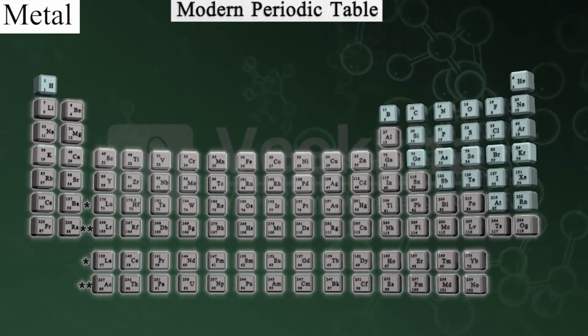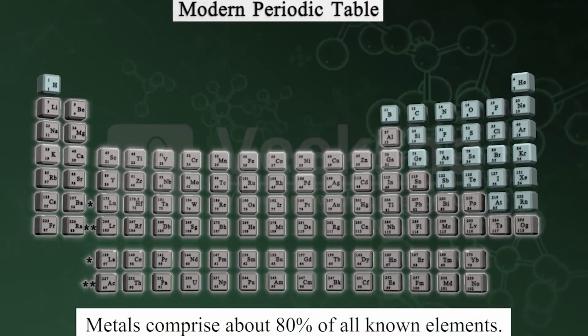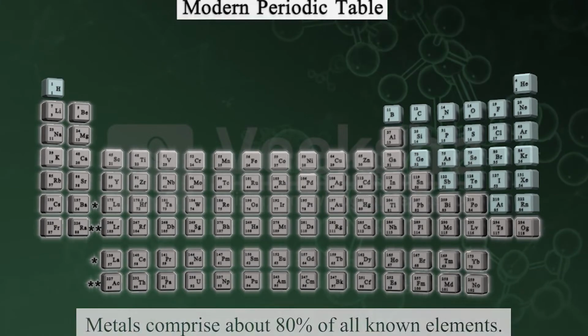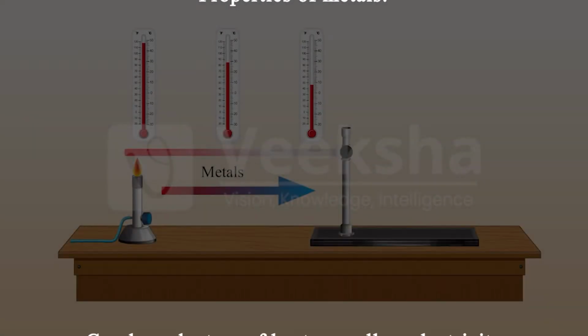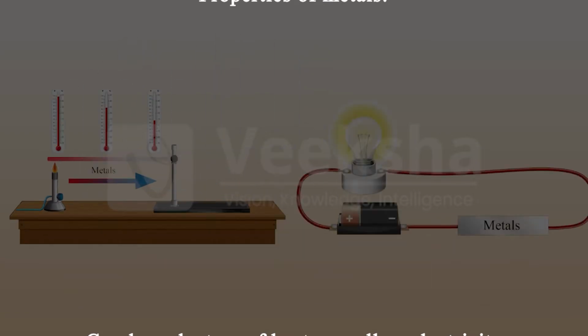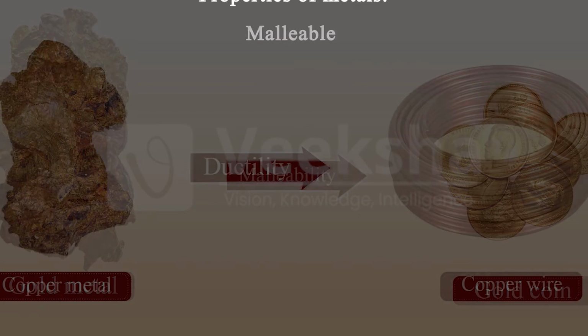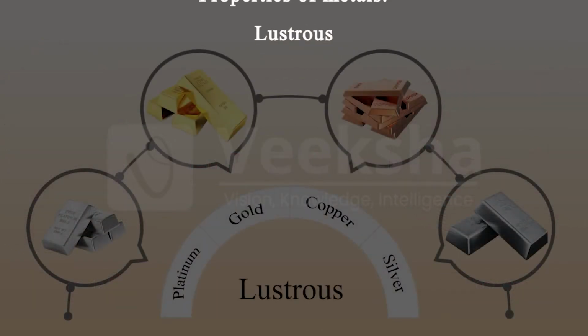Metals are shown with greyish color. Metals comprise about 80% of all known elements. Being metals, they are good conductors of heat as well as electricity, and they are malleable, ductile, and lustrous.